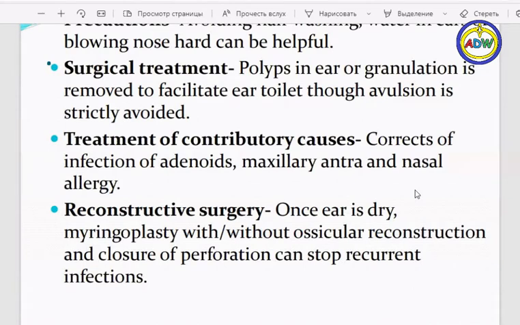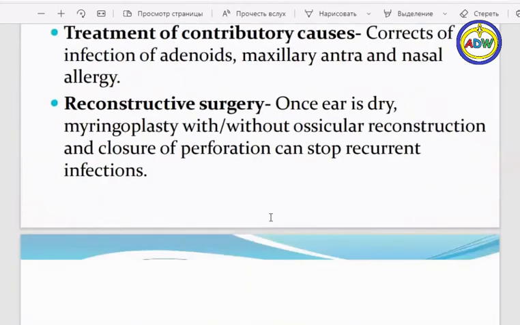These are hearing improving operations, done in the reparative stage when the patient's ear is dry. The ear must be dry for 6 months, more than 6 months, and the auditory tube, the eustachian tube, must also function well.